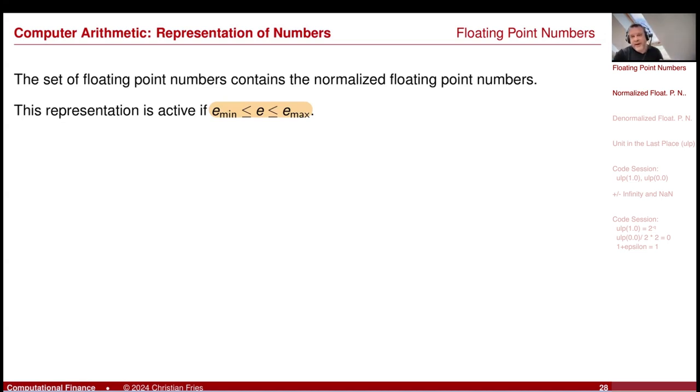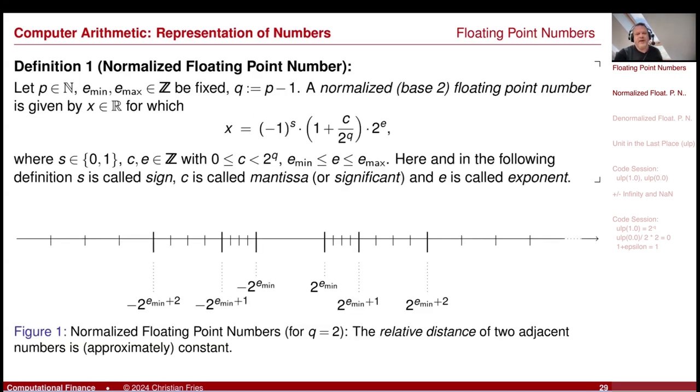If I have a value e in this range, then the normalized base 2 floating point number x is now defined by the following. Let's have the constants be given. p is a positive integer. e min and e max are integers that could have a sign, so the exponent could become negative if we like. I define a q that is p minus 1.